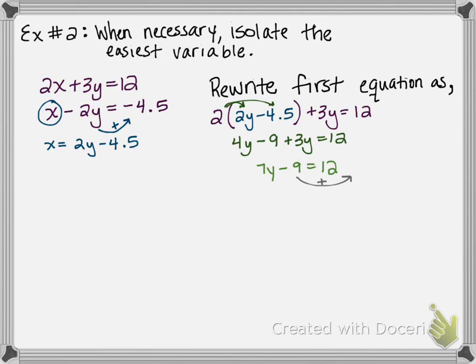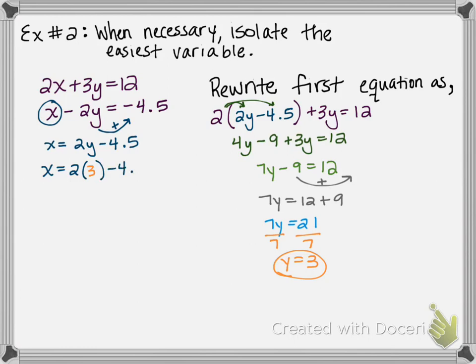And then that minus 9 equals 12 is still there. We're trying to isolate y now, so I have to move over that negative 9. It will turn into a positive 9. So I have 7y equals 12 plus 9, which is 21. And then divide by 7 to get y alone. So y equals 3. Once again, that's only part of our answer because we need an x and a y value in order to have a coordinate point.